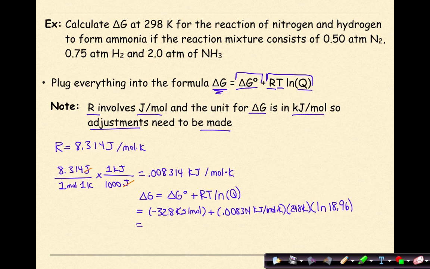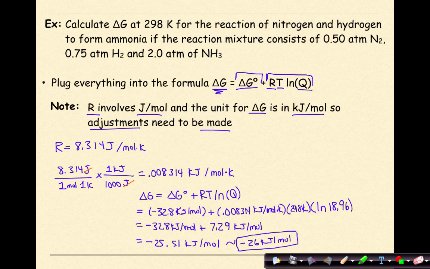18.96. So if I was to break down my calculations here, I'd say negative 32.8 kilojoules per mole, plus, I'm going to take the natural log of my 18.96 and then multiply that against my R and my T, and I'd get 7.29 kilojoules per mole when all my units cancel. And finally, my delta G under non-standard conditions is equal to negative 25.51 kilojoules per mole. And if I was being really good and I look back at significant figures, the better answer would be negative 26 kilojoules per mole, considering that all my numbers at the very beginning are to two significant figures. So yeah, need to do it to two significant figures.